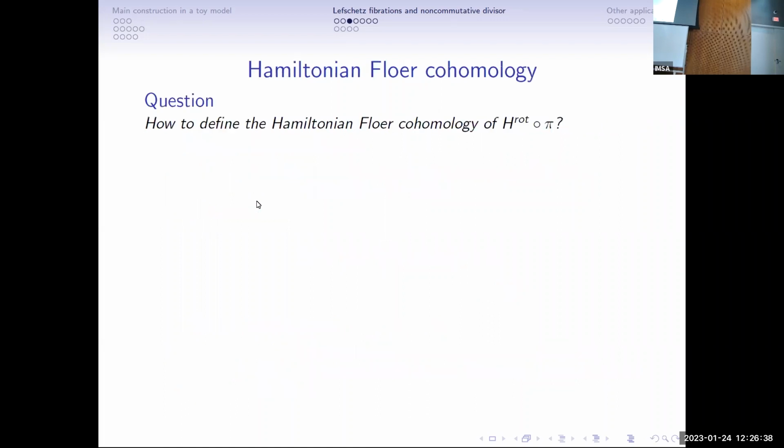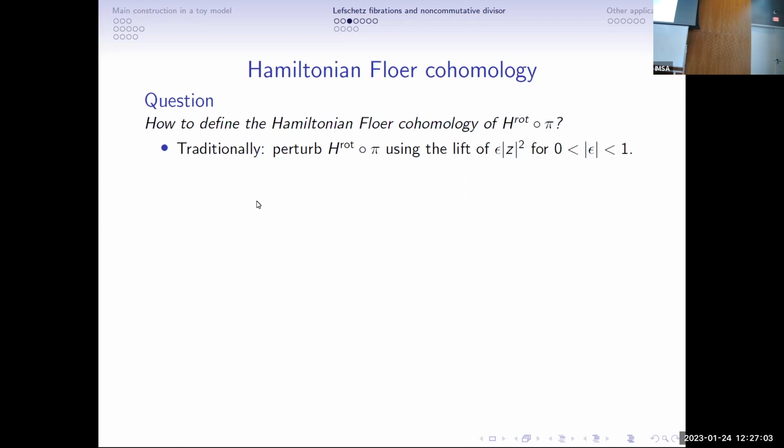So of course, the question is how do we define some version of Hamiltonian Floer homology of the full rotation of the Lefschetz fibration? The problem is if we just naively define that, in the case where, let's say, the monodromy is the identity, there is a family of fixed points at infinity which are not isolated. So of course, we need to do some perturbations to perturb those fixed points away.